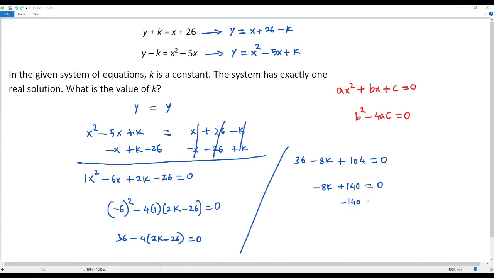Now let me subtract 140 from both sides of the equation. Then this positive and negative value will cancel out. Then I'm getting -8k = -140. Let me divide both sides of the equation by -8. Then this -8 will cancel out. This negative will cancel out. I'm getting k on the left side. On the right side, when I divide 140 by 8, I'm getting 17.5. Here I got the value of k. It is 17.5.